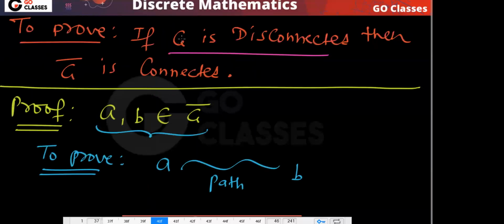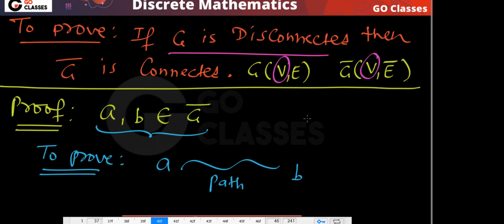So this is my graph G and this is my graph G bar. Tell me, vertex set is same? Yes or no? Vertex set is same, right? For G and G bar, vertex set is always same. You know that if G is V, E, then G bar is V, E bar. Vertex set will be same. So that is the reason I'm saying that I'm taking 2 vertices and this is what we have to prove. We have to prove that there is a path.